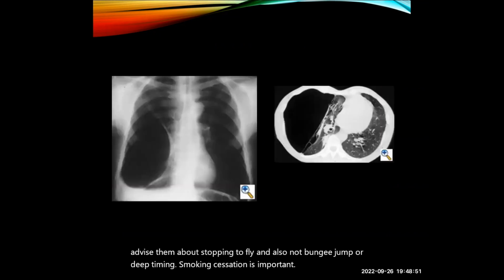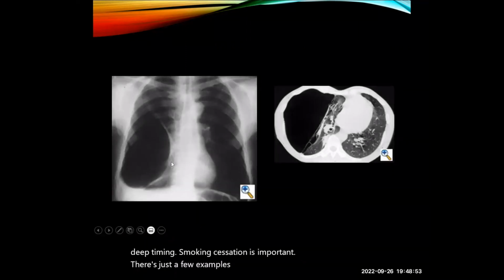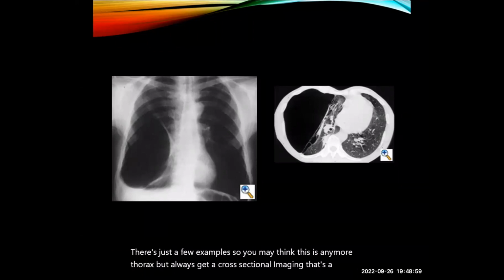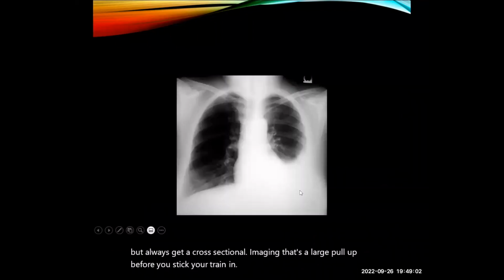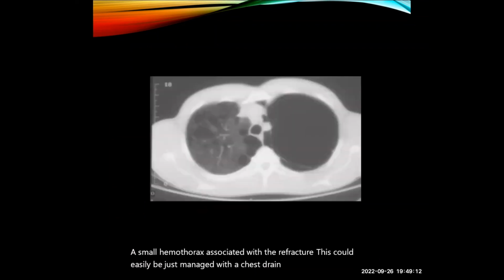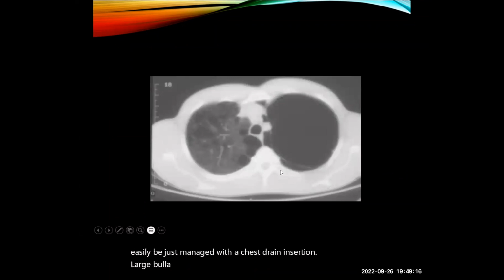This is just a few examples. So you may think this is a pneumothorax, but always get cross-sectional imaging. That's a large bulla before you stick your drain in. A small hemothorax associated with a rib fracture, this could easily be just managed with a chest drain insertion. Large bulla, which may misguide you into a pneumothorax, be mindful. Cross-sectional imaging before any intervention.